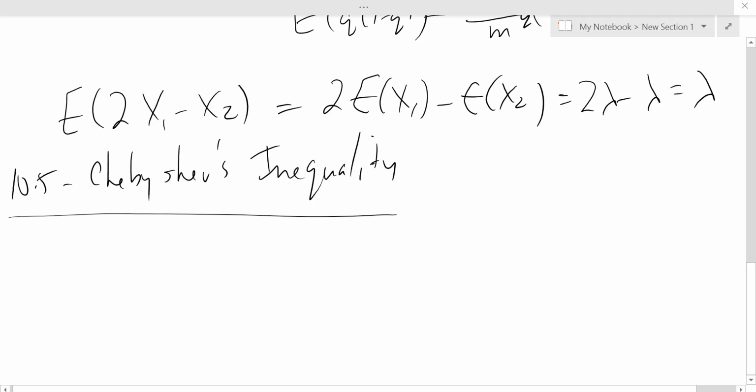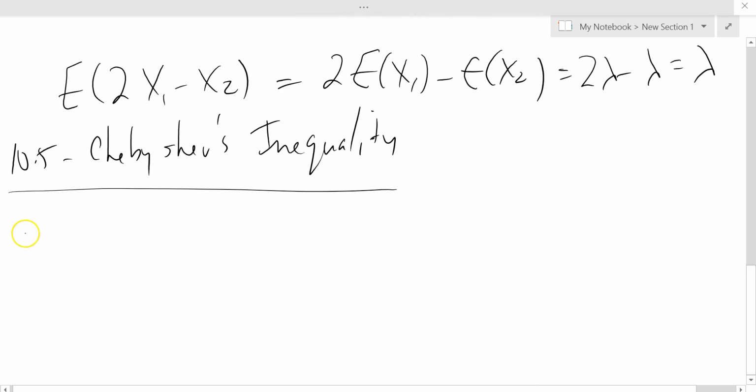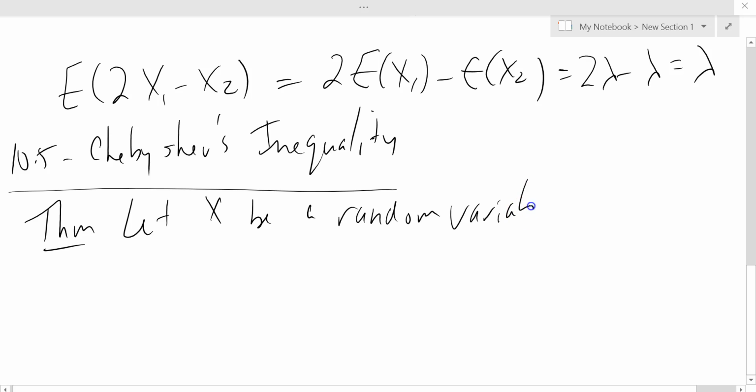It's just that the outcome it gives you isn't the most robust outcome that you can get for specific types of distributions. But the cool thing about it is it works no matter what distribution you have. So the theorem is, we're going to let X be any random variable with mean mu and variance sigma squared.